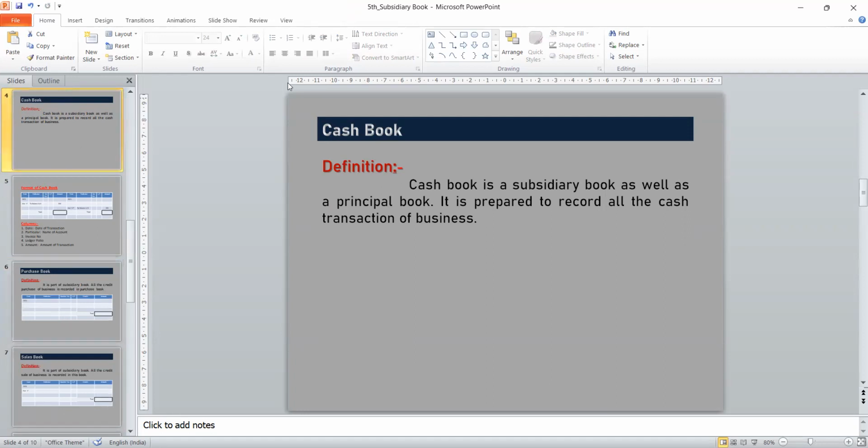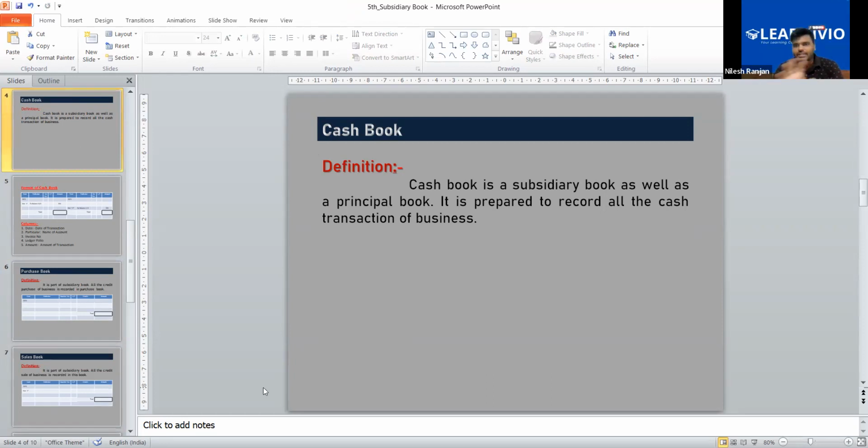So cash book and cash account are almost the same thing. That's why I told you to remember the cash account, because in cash book also you record all the cash receipts and cash payments of any organization. Cash receipts are recorded on the debit side, cash payments on the credit side. If cash is coming, you write it on the debit side. If cash is going, you write it on the credit side. But if in any transaction there is no cash payment or receipt, then it will not be recorded in cash book.